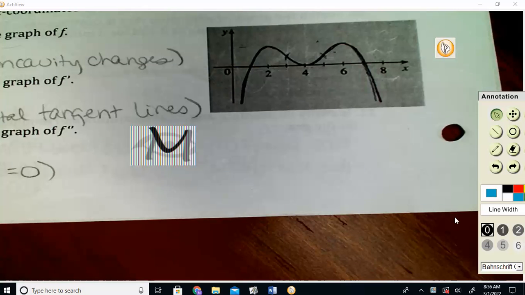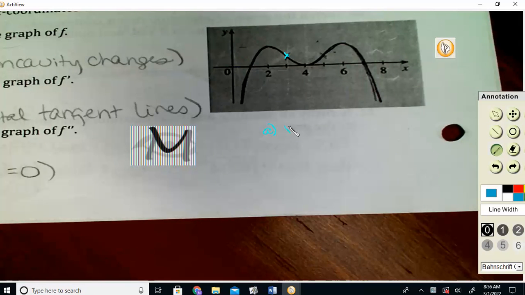If this is the original graph, what is an inflection point? Where the concavity changes. So for part A, if this is the original, I'm just looking for where the concavity changes. So this graph is curved down, and then all of a sudden it's curved up. So right here would be an inflection point.